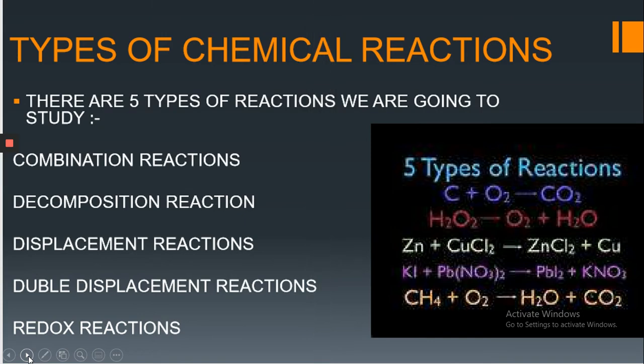Now, types of chemical reactions. There are 5 types of chemical reactions. First is combination reaction, next is decomposition reaction, displacement reaction, double displacement reaction, and redox reaction. Now we will discuss each and every reaction in detail.